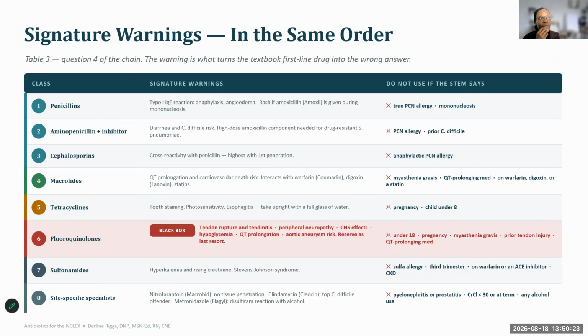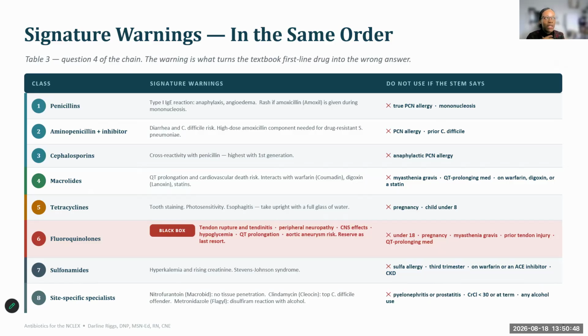Number 3, your cephalosporin, those have cross-reactivity with penicillin. So it's like a cousin is a good way to think about it. But that's higher with your Keflex, with your first generation versus your second or third, okay? And if they had an anaphylactic reaction with any penicillins before, then you're going to stay away from that whole family, okay?